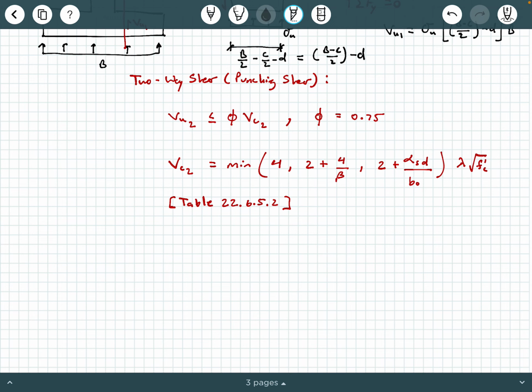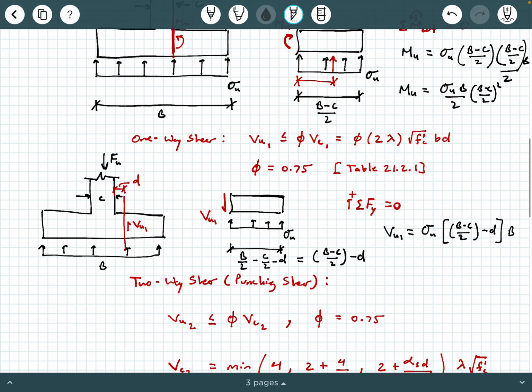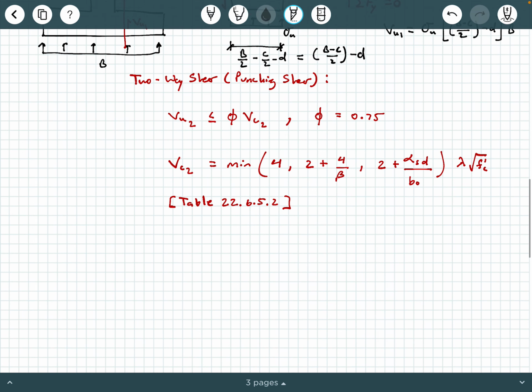By the way, in case you don't remember from concrete theory, lambda is a modification factor if you have lightweight concrete or normal weight concrete. Lambda is 1 if you have normal weight concrete. And that's the same lambda we saw up here for one-way shear, by the way. So you can find this in table 22.6.5.2 of ACI 318-14.